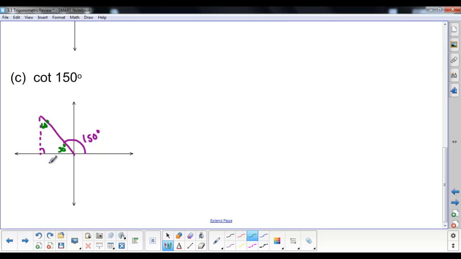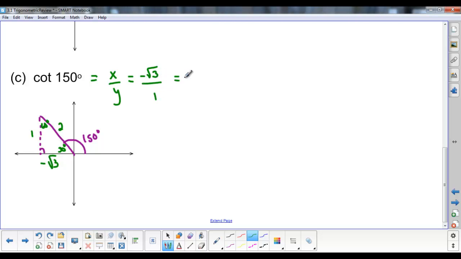Now, opposite of the 60 is root 3. But remember, we're going left on the x-axis. So I'm going to put a negative root 3 there. Opposite of the 30 is 1. We went up on the y-axis, so that'll stay positive 1. And the hypotenuse is going to be 2. Remember, cotangent is the reciprocal of tangent. So its ratio is going to be x over y. We know our x value is negative root 3, and we know our y value is 1. So just to simplify, we end up with negative root 3.